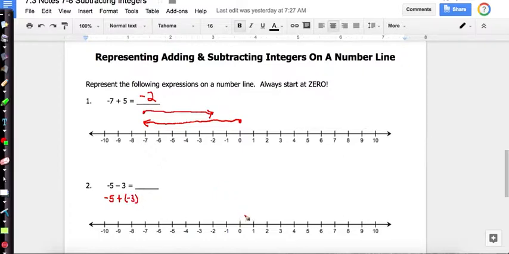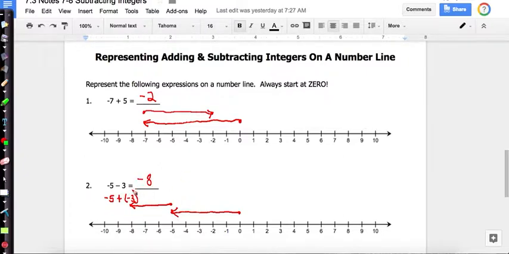Okay, now, remember we start at 0, so our first number is negative 5, so we're going to go from 0 all the way to negative 5. And then we're going to start there, and we're going to add negative 3. So when we add a negative, which direction do you think we go? That's correct, to the left. So we're going to go this way till we get to negative 8. And our answer is negative 8.